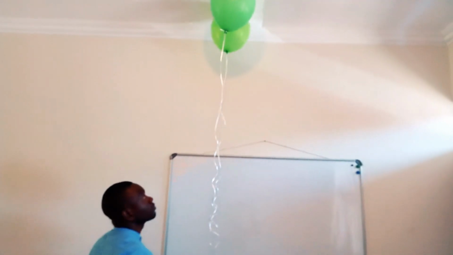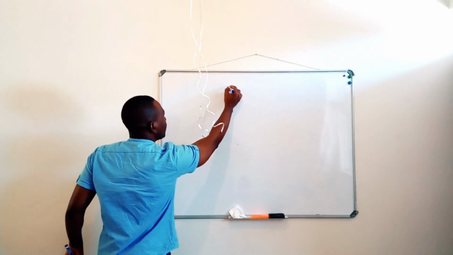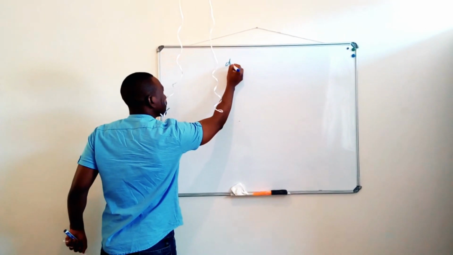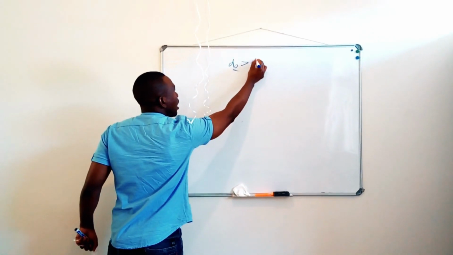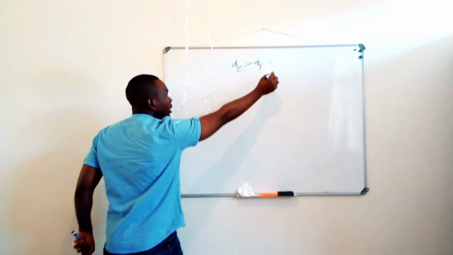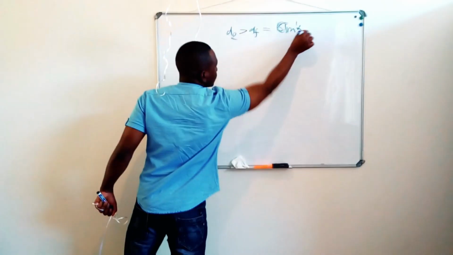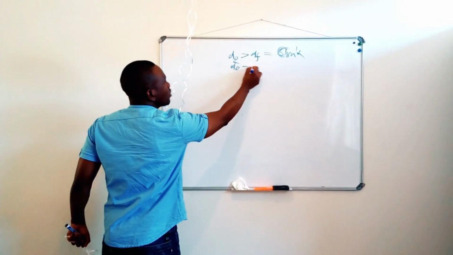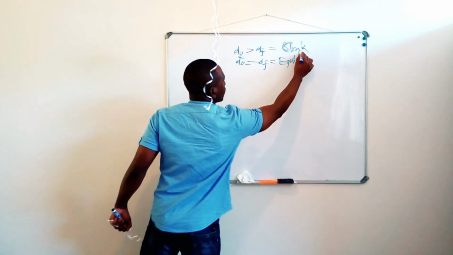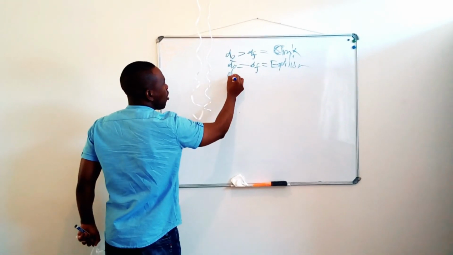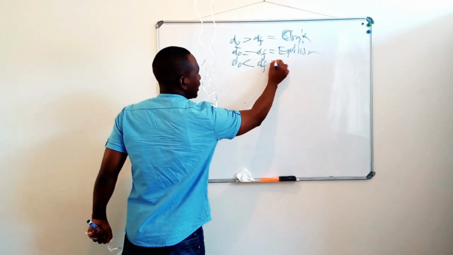Okay, so if I have just to break it down for you, Archimedes principle states that if an object has a density which is higher than the density of the fluid, then the object will sink. And if the density of the object is equal to the density of the fluid, then there will be equilibrium. And if the density of the object is lower than the density of the fluid, then the object will float.